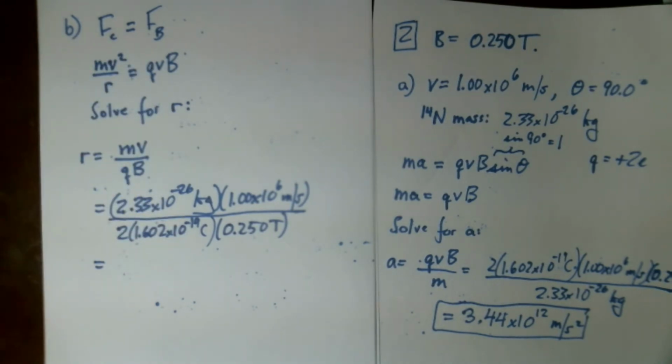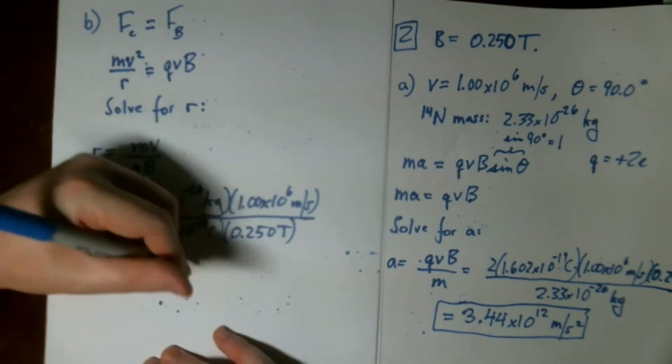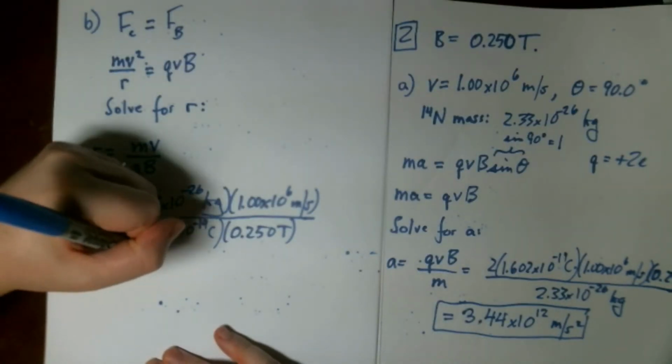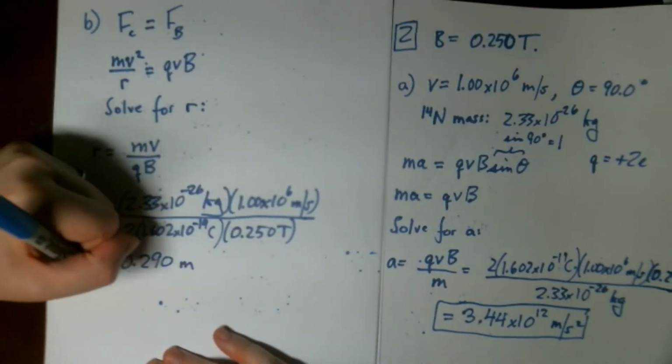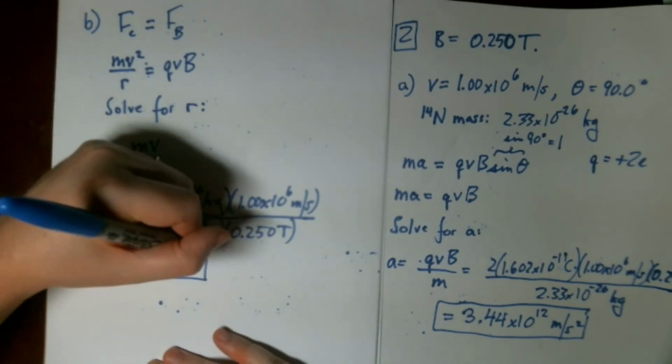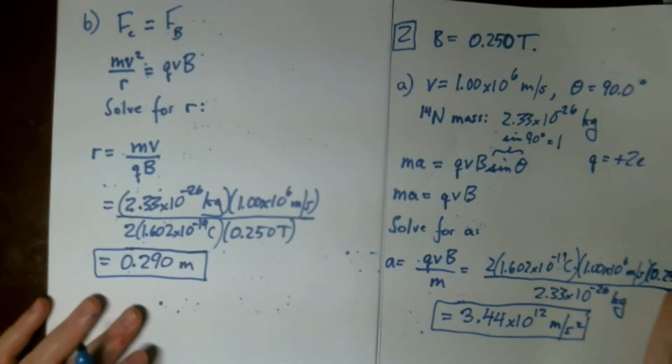So calculating all that out, we find that the radius of the circular path that the atom, or the nucleus, will follow is 0.290 meters. All right, that's number 2.